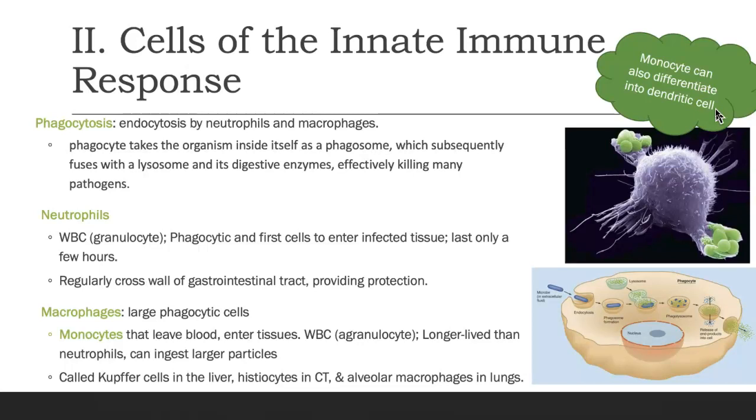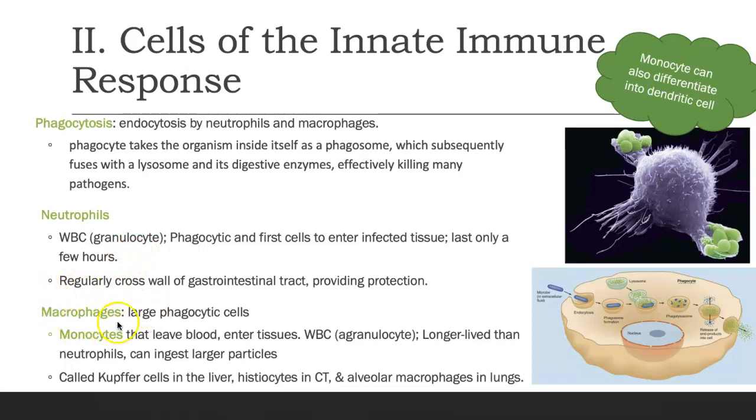Now let's move into our neutrophils. Our neutrophils are our white blood cells. They classify as granulocytes because they've got those large granules, and they are phagocytic cells that are typically the first to arrive when we've got some tissue infected. They only last for a few hours, and then the macrophages are going to come in. They'll do things like cross the wall of our GI tract to help provide protection. But like we said, it just lasts a few hours.